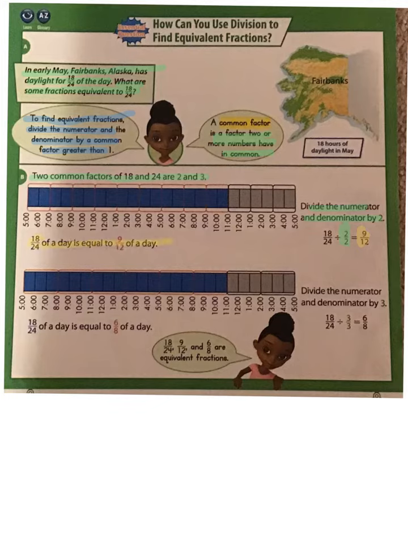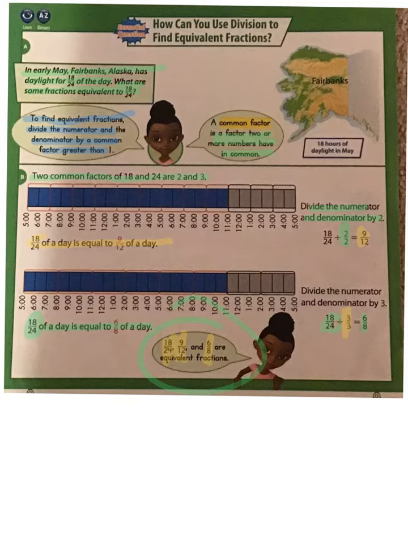Now let's look at this bottom part. We have 18/24 of a day over here. We're going to divide both sides by 3, so 3 over 3, which is also equal to 1 whole. 18 divided by 3 is 6, and 24 divided by 3 is 8. Therefore, 18/24 of a day is also equal to 6/8 of a day. If we look at this bubble right here, we can see that 18/24, 9/12, and 6/8 are all equivalent fractions.